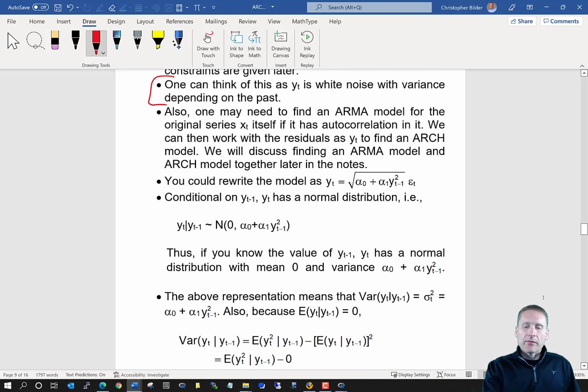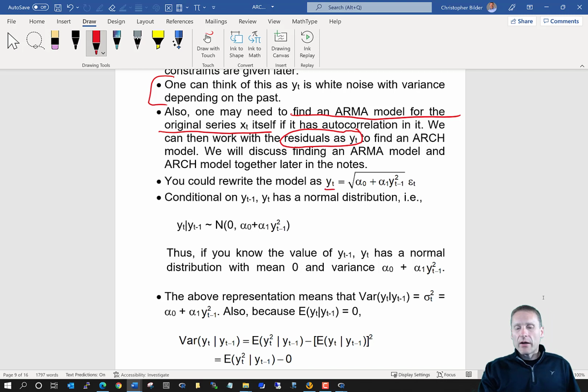Now, there will be times where we actually need to fit an ARMA model for the original series x sub t itself, because there happens to be autocorrelation associated with it, even after we take maybe first differences or whatever else we do, maybe some other transformation. x sub t still may need to have an ARMA model. Then, basically, we work with the residuals from that model as our y sub t, and we use now a model for these residuals to account for perhaps this non-constant variance over time.